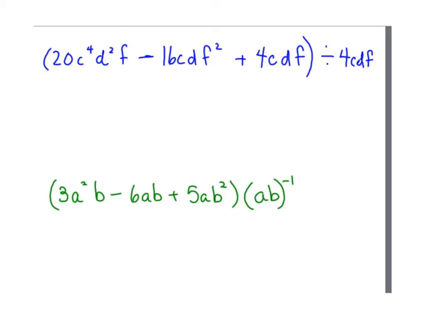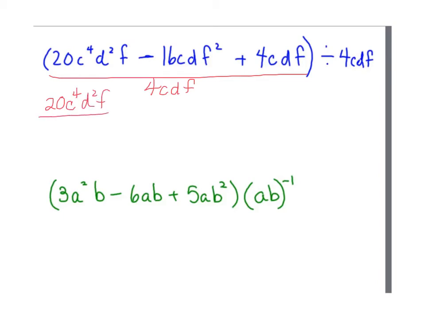Okay, so division problems can be written two different ways. Sometimes it's just the traditional way, divided by. Sometimes, however, they write it this way, where they put a negative exponent. So remember that it's going to be like divided by AB with a positive exponent. So let's look at this first one. Really, all you have to do to solve this is divide the whole thing by 4CDF. If you write these as separate fractions, you would have each term over the denominator.